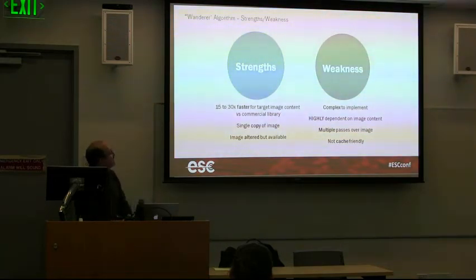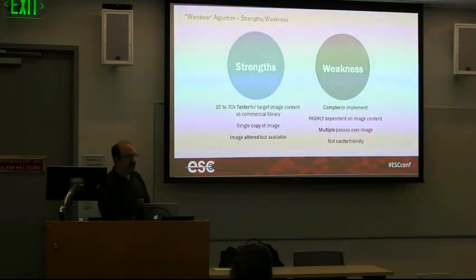So strengths of this one. Turns out this is 15 to 30 times faster for the target images than the commercial library was. There's only a single copy of the image. Everything's happening in place. That saves a whole bunch more time. The image is altered, but it's still available. Basically, it turns to a mid-level gray.